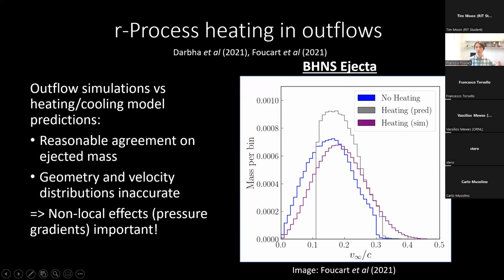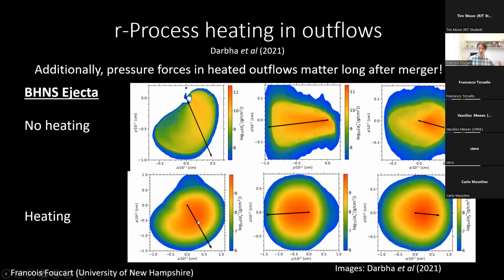And it is important not only for the velocity of the outflows at infinity, but also for the general geometry of the outflow. Again, these are simulations by Siva, where you can see, long after merger, the distribution of the outflows in 3 different slices through the post-merger remnant. On the top, if you do not include any heating in the 3D simulation, and at the bottom, if you do include heating. The main result that we find is that the outflows are much more spherically symmetric in the presence of significant r-process heating.